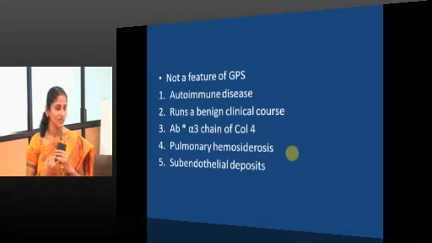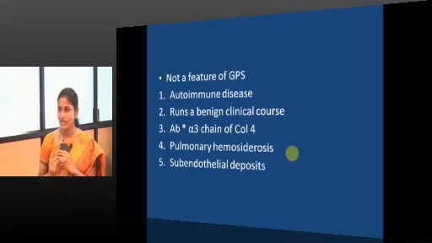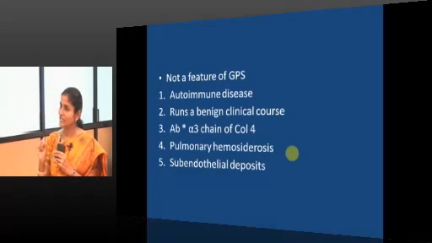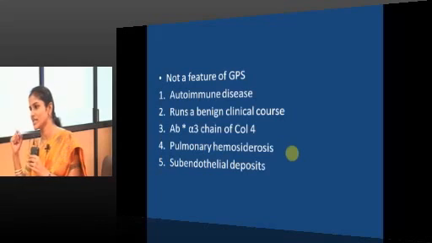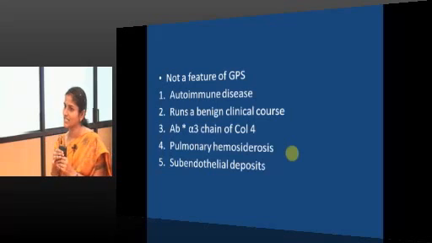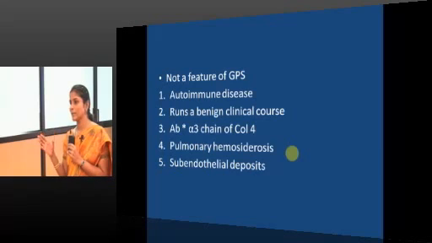Are antibodies against alpha 3 chain of collagen 4? Yes. Pulmonary hemosiderosis? Yes. Subendothelial deposits? In Goodpasture's, you have nice linear deposits along the membrane. It is an example for membranous deposits. Which else will have membranous deposits? Dense deposit disease. Which is called dense deposit disease? MPGN type 2. Where will you have tram track appearance? MPGN type 1 and type 2. That is the common feature for both MPGN types, right. But dense deposit is a feature of MPGN type 2.